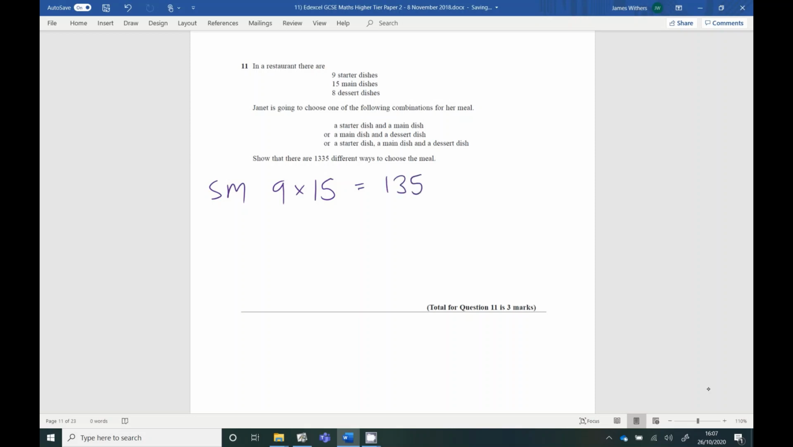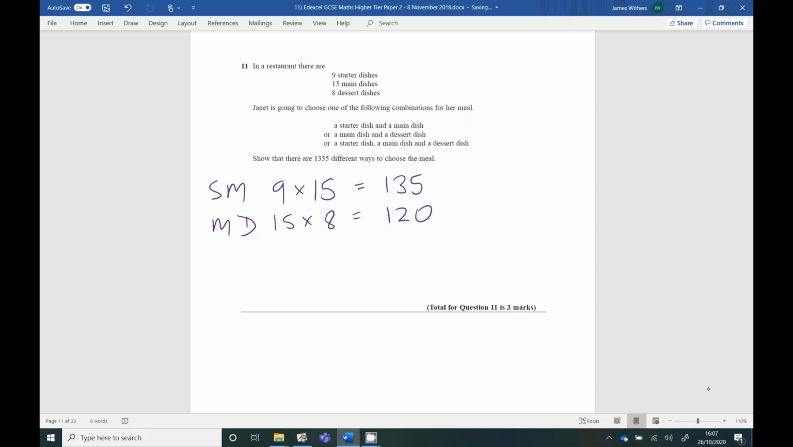Now alternatively, we could have a main and a dessert. Okay, we've got 15 mains, 8 desserts, 15 times 8 is 120. So there's 120 ways you could have a combination of a main and a dessert.